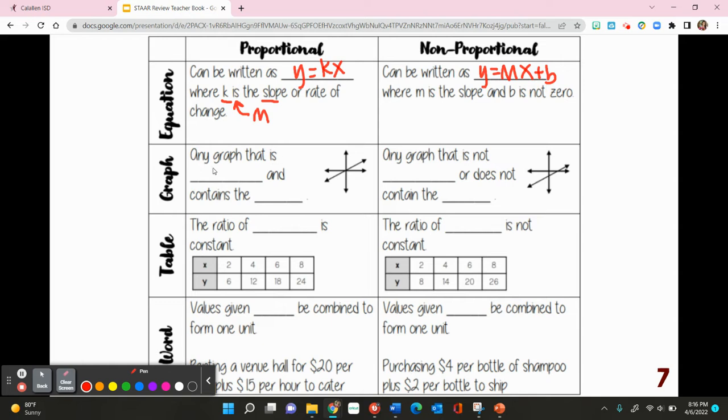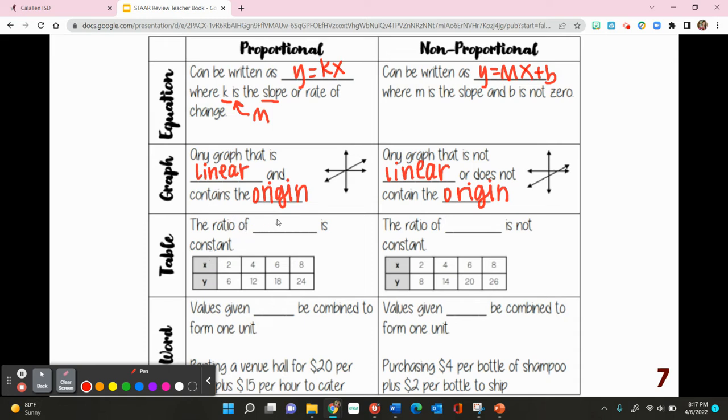Now, when we're looking at graphs, any graph that is linear, like we discussed, it forms a straight line and contains the origin, will be proportional. So here on this line, it is a straight line and it goes through the origin, which makes it proportional. Now, when we're discussing non-proportional, it is any graph that is not linear or does not contain the origin. So in this example, our graph is linear, but it does not go through the origin, which makes it non-proportional.